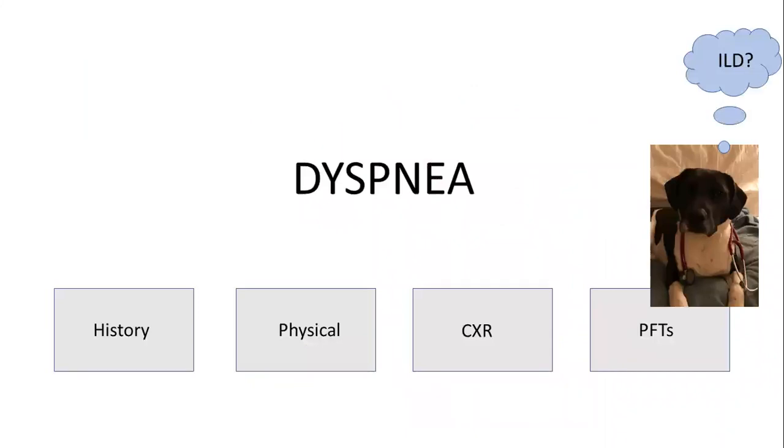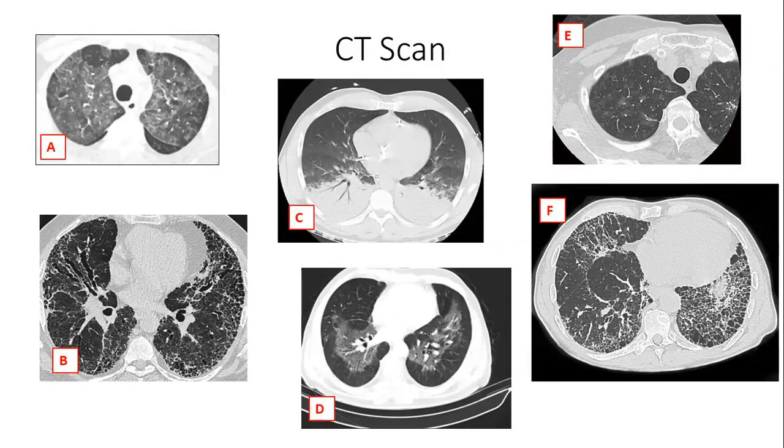So then if we do the history and physical and some preliminary testing, and we're thinking ILD, then we want to get a CAT scan, usually a high-res CT, but a lot of the time a regular CT is okay. But gold standard for evaluating ILD would be a high-res CT. So here are some examples of potential CAT scan findings. So maybe we can describe what we see.